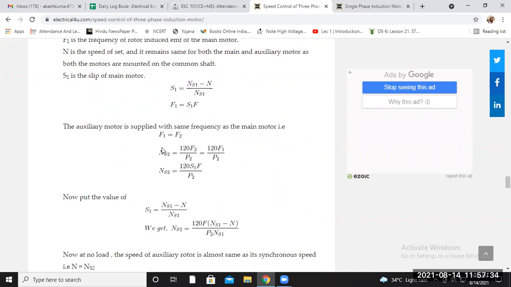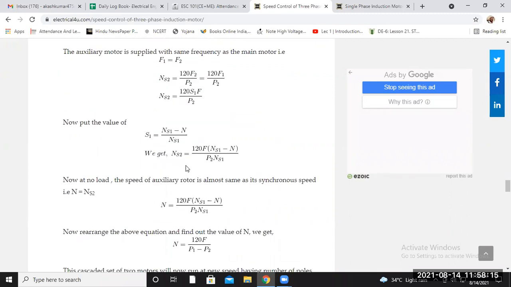Now it is written, what is the synchronous speed of the secondary motor. As you have the frequency F2 given, ns2 equals 120 F2 upon P2, where P2 is the number of poles in the auxiliary motor. In a similar manner, you just put the value of F2 equal to S1 into F, and you will get this one. Here S1 is the slip of the main motor, F is the supply frequency, and P2 is the number of poles in the auxiliary motor. So from there you will get the synchronous speed of the secondary motor.